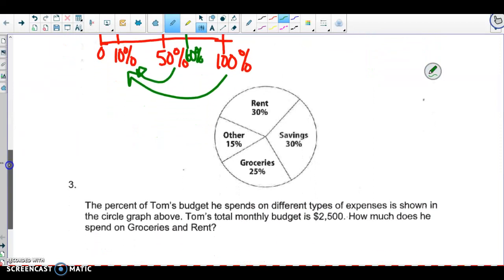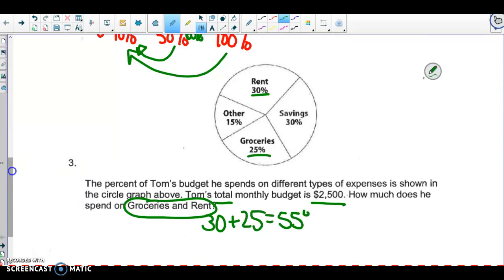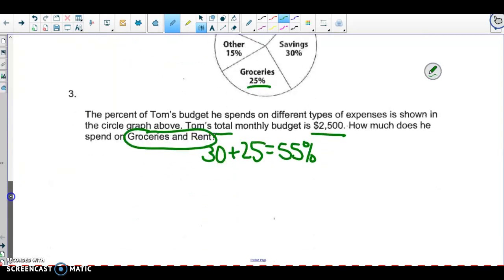Okay, so number 3, the percent of Tom's budget he spends on different types of expenses is shown in the circle graph above. Tom's total monthly budget is $2,500. How much does he spend on groceries and rent? So it's combined groceries and rent. So groceries is 25%, rent is 30%. So if I combine those, I'm looking at 30 and 25 combined. That's a total of 55%. So 55% of the budget is spent on groceries and rent.